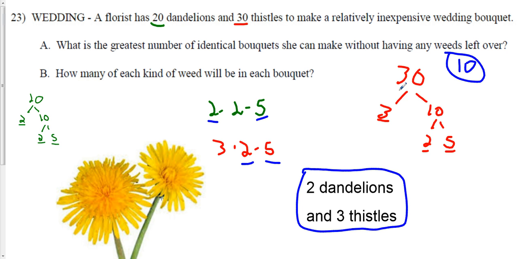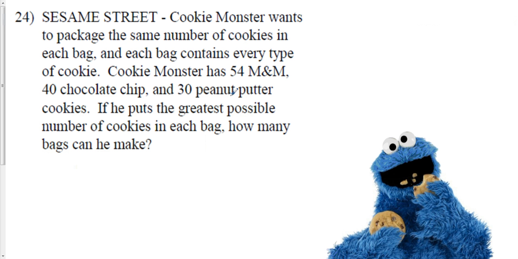So we found the greatest common factor of our two numbers. Let's look at our next example. This one has to do with Sesame Street. Cookie Monster wants to package the same number of cookies in each bag, and each bag contains every type of cookie. Okay, well, Cookie Monster has 54 M&M cookies. He has 40 chocolate chip cookies and 30 peanut butter cookies. If he puts the greatest possible number of cookies in each bag, how many bags can he make?